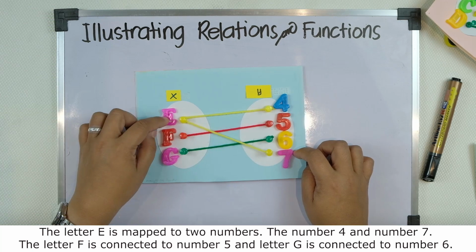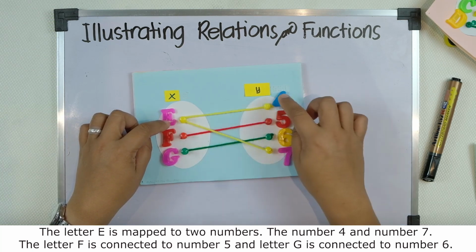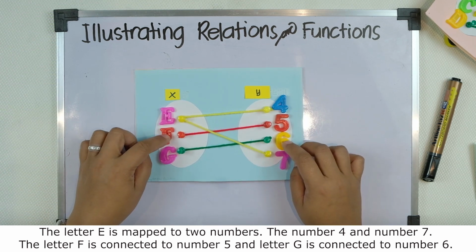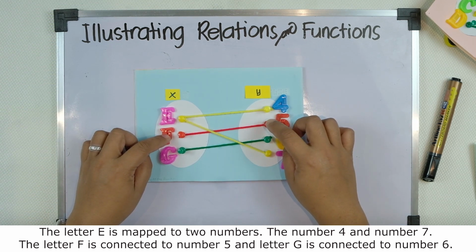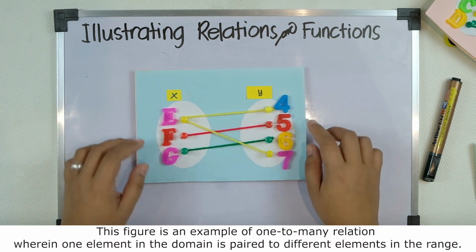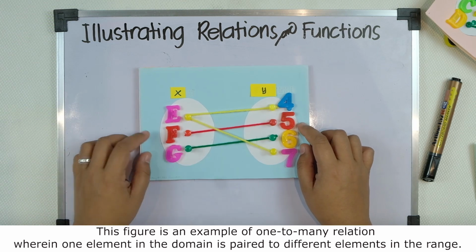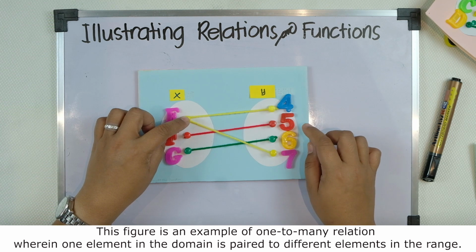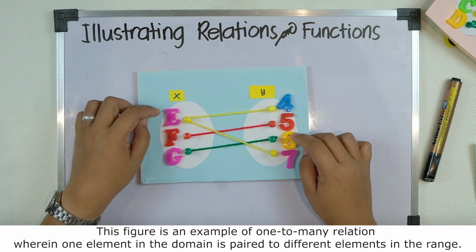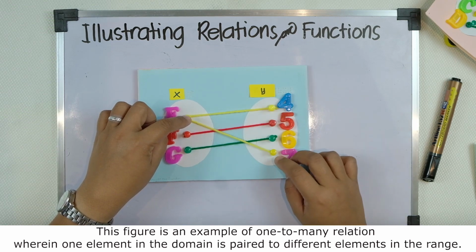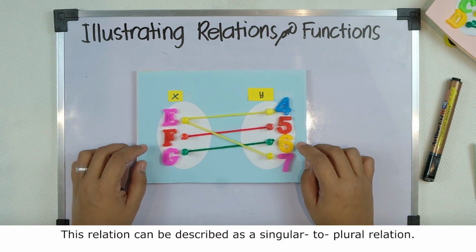The letter E is mapped to number 4 and number 7. The letter F is mapped to number 5. And the letter G is mapped to number 6. This figure is an example of one-to-many relation, wherein one element in the domain is paired to different elements in the range. As you can see, the letter E is mapped with number 4 and 7. This relation can be described as a singular to plural relation.